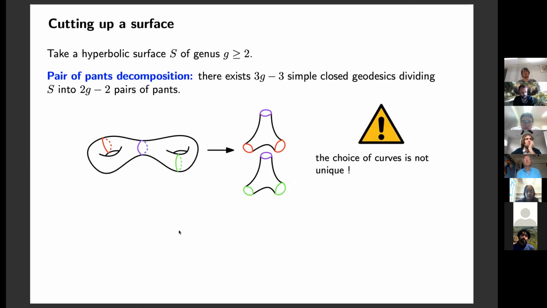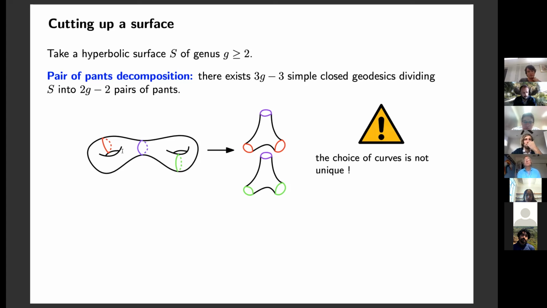And in general, for every compact surface of genus at least 2, you can put a hyperbolic metric. You can actually put multiple hyperbolic metrics on these surfaces. But if you take a hyperbolic surface, a surface endowed with a metric, you can decompose your surface into these small building blocks that are the pairs of pants. You can find 3g-3 simple closed geodesics, such that if you cut along these geodesics, it divides your surface into a set of pairs of pants. I must just point out that this choice of curves is actually not unique.